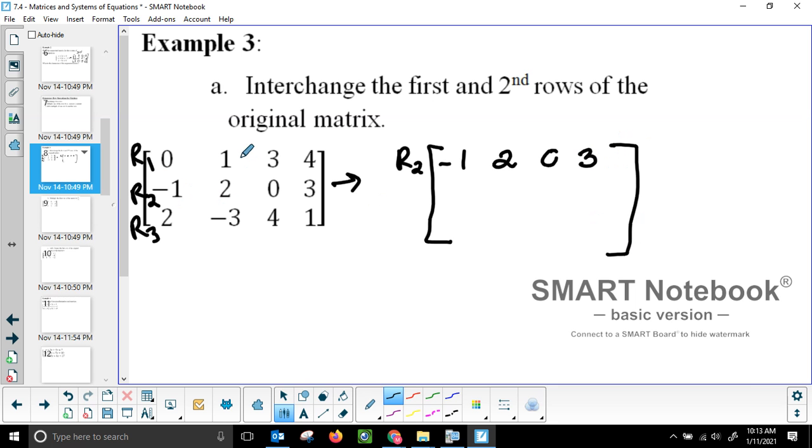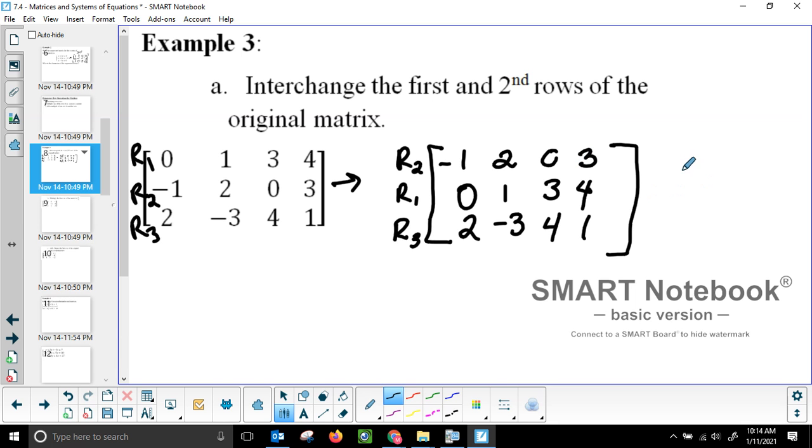All right, row 1 becomes row 2, so 0, 1, 3, 4. We don't change row 3 at all. It didn't tell us to do anything there. So I keep it 2, -3, 4, and 1. And then of course, if we were continuing on, this would now become my new row 1.